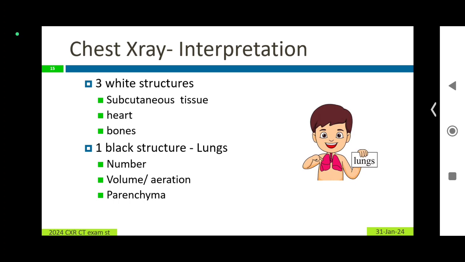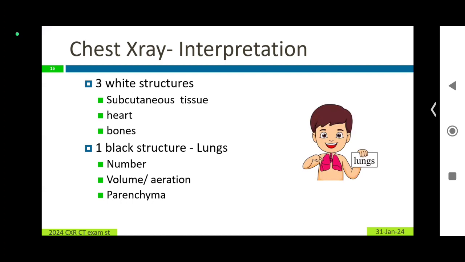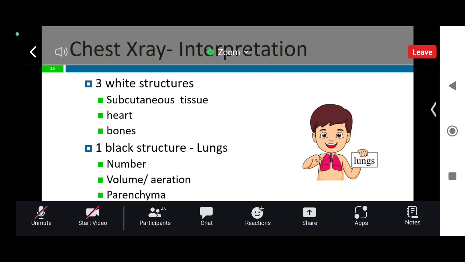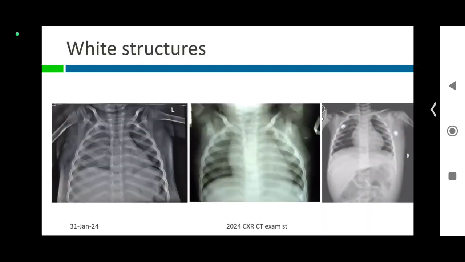In lungs, you need to look at three. What are the three? One is whether there are two lungs, one on each side, the number of lungs. Second is the volume of lungs. Is it equal on both sides or not? Or aeration on both sides, whether it's equal or not. Then look at the lung parenchyma. So multiples of three. Three white things, three black things. That is all you are going to look at. If you are able to master this, you can easily interpret your X-ray in exam. So we'll try to look at the white structures.